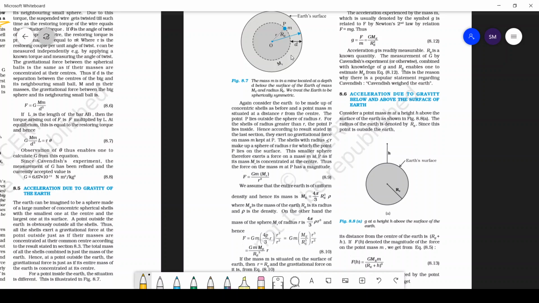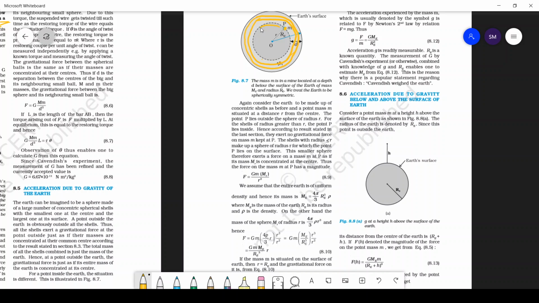Like you can see here, we have taken this mass M. Okay, so this is Earth's surface. Now we have divided the Earth into concentric spherical shells. For these shells, this mass will be inside the shell. So for the mass inside the shell, the gravitational force due to these outer shells will be 0 on this mass.